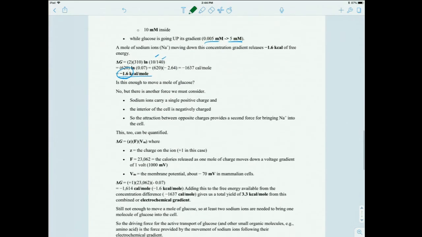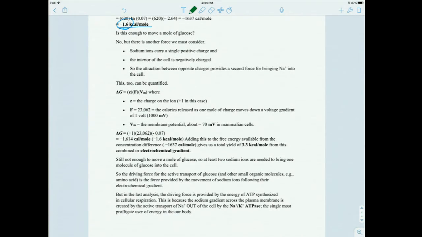So let's take a look at an equation here that we have, and we can say the Gibbs free energy is equal to this, where Z is the charge of the ion, plus 1 in this case. F is that number there, which I could care less if you memorize. Don't do it. Just know that it's out there. If I had you do an equation like this, I'd give you that number. And then the Vm is going to be the potential difference. And again, for most cells, it's going to be about a minus 70 millivolts, with the inside of the cell being negative relative to the outside.